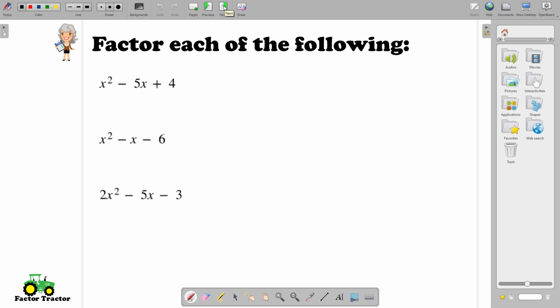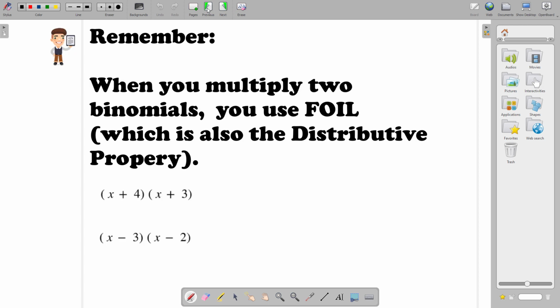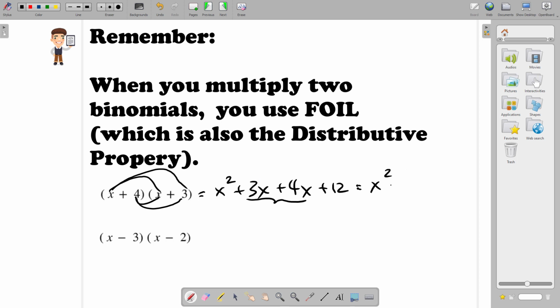When we are factoring, we need to remember back when we were multiplying two binomials. We used the FOIL method, which was also the distributive property. When we had x plus 4 times x plus 3, we multiplied the x times the x and got x squared. We multiplied the x times the 3 and got 3x. We multiplied 4 times x to get 4x, and we multiplied 4 times 3 to get 12. We combined like terms and got x squared plus 7x plus 12.